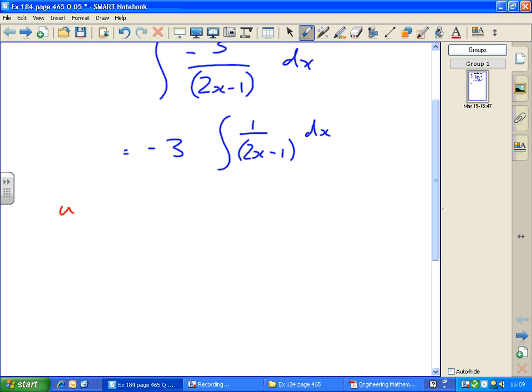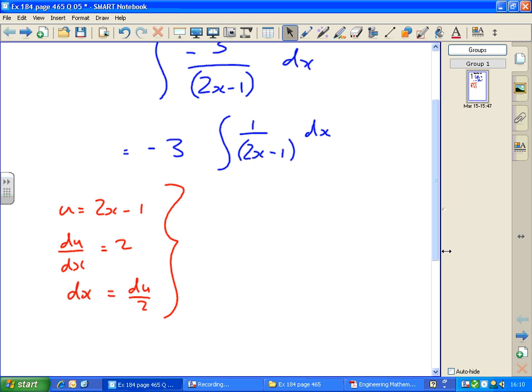So u equals 2x minus 1. Therefore, du by dx equals 2, and dx equals du over 2. So the integral becomes minus 3 integral of 1 over u du over 2.